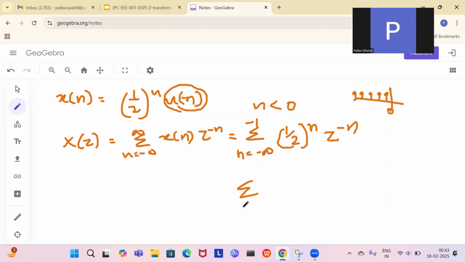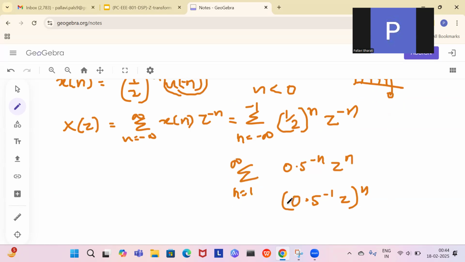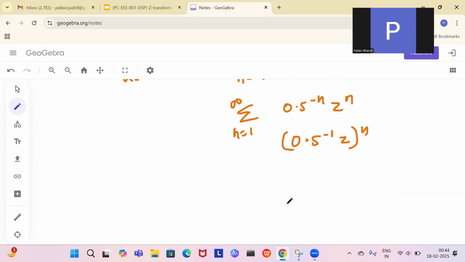Now if I want to change the limits over here, n equals to 1 to infinity, the sign over here is going to change. Instead of writing half, I will write 0.5 to the power minus n, z to the power positive n. Again, clubbing it together, z to the power whole n, again from n is equals to 1 to infinity. So now 1 by 0.5 is what? 2. So 2z to the power n, from n is equals to 1 to infinity.